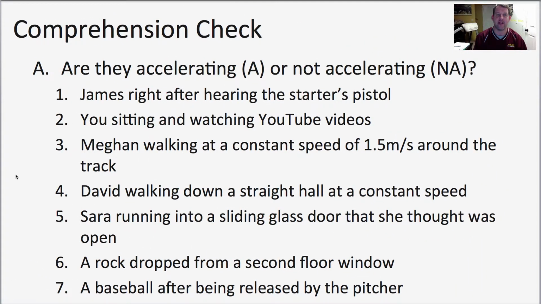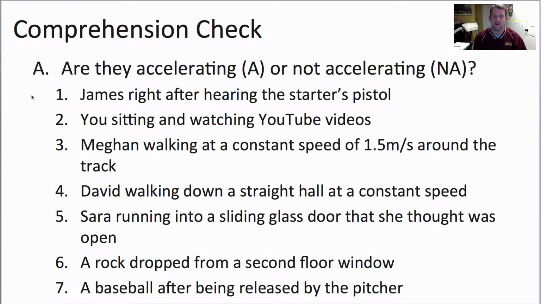Now let's check our understanding. So here we have a comprehension check, and I've listed 7 descriptions of motion here. For each one, you're going to indicate an A for accelerating or an NA for not accelerating. So go ahead and pause the video right now. Give yourself a chance to read through them and record what you think the answers are. When you're ready to hear the responses and check your work, go ahead and hit play again.